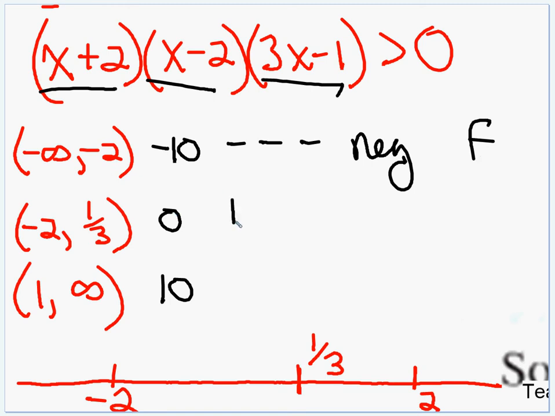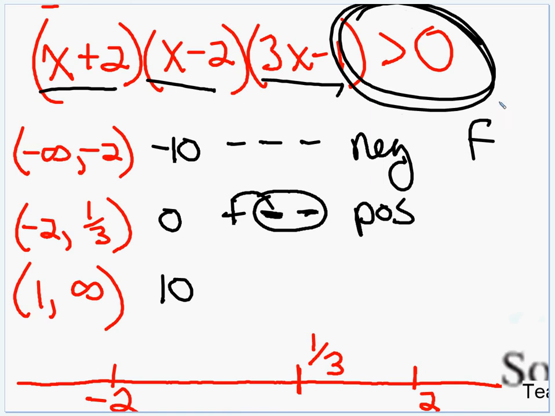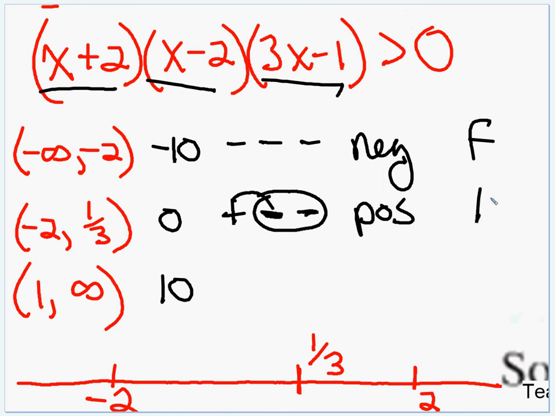Plug in a 0. 0 plus 2 is positive. 0 minus 2 is negative. 3 times 0 is 0, minus 1 is negative. So these two negatives would multiply to a positive, and then multiply the other positive, we're still positive. Are positive numbers greater than 0? Yes, true. Last up is 10.